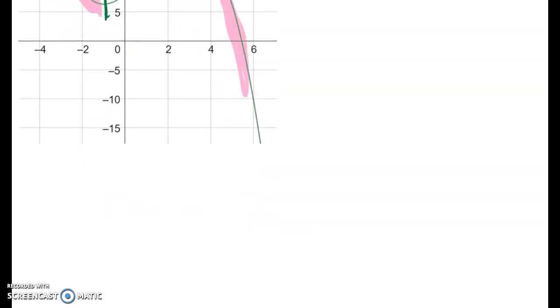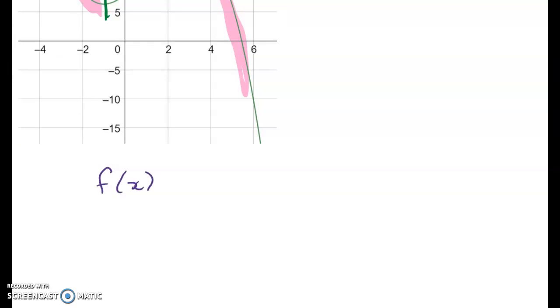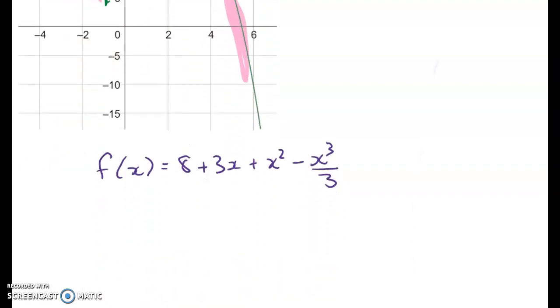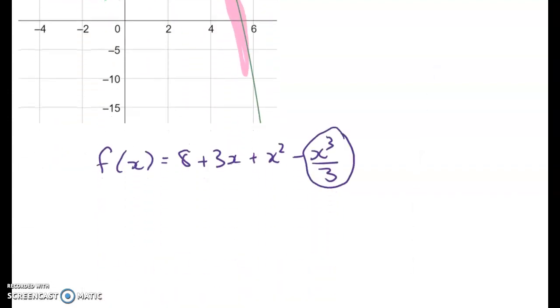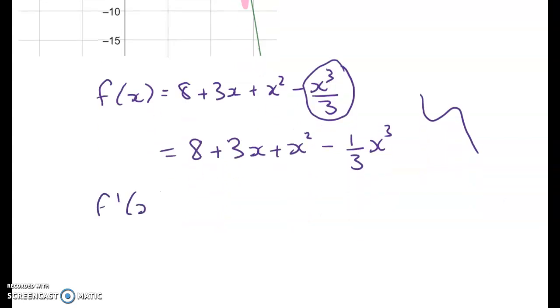Let's first of all write out the function. f of x is equal to 8 plus 3x plus x squared minus x cubed over 3. I don't like working with the x cubed over 3 like that, so I'm going to rewrite it as 8 plus 3x plus x squared minus 1/3 x cubed. That makes sense. My graph is a negative cubic, so it's going down, up, down. Let's differentiate as the first step.